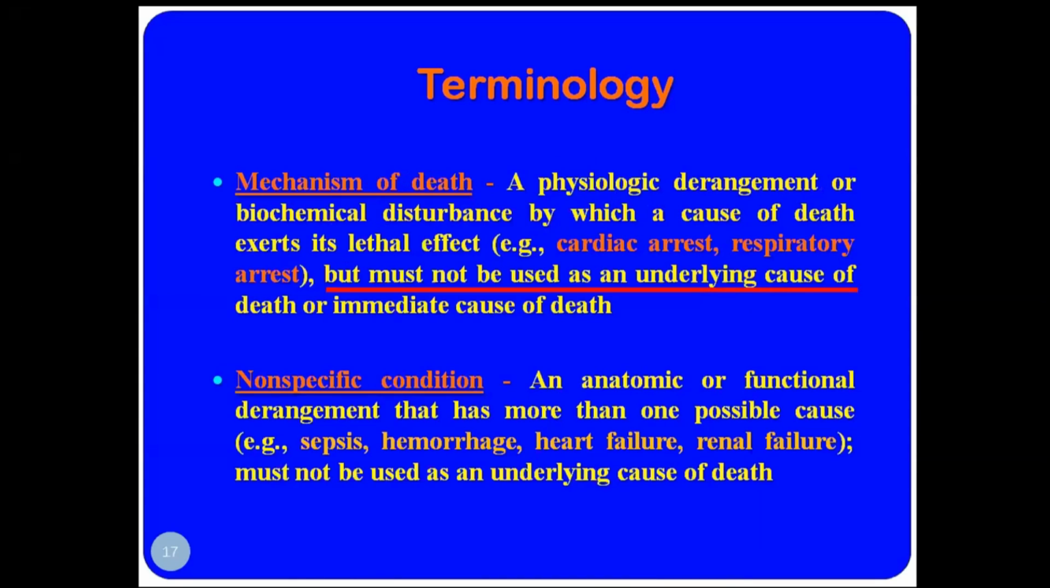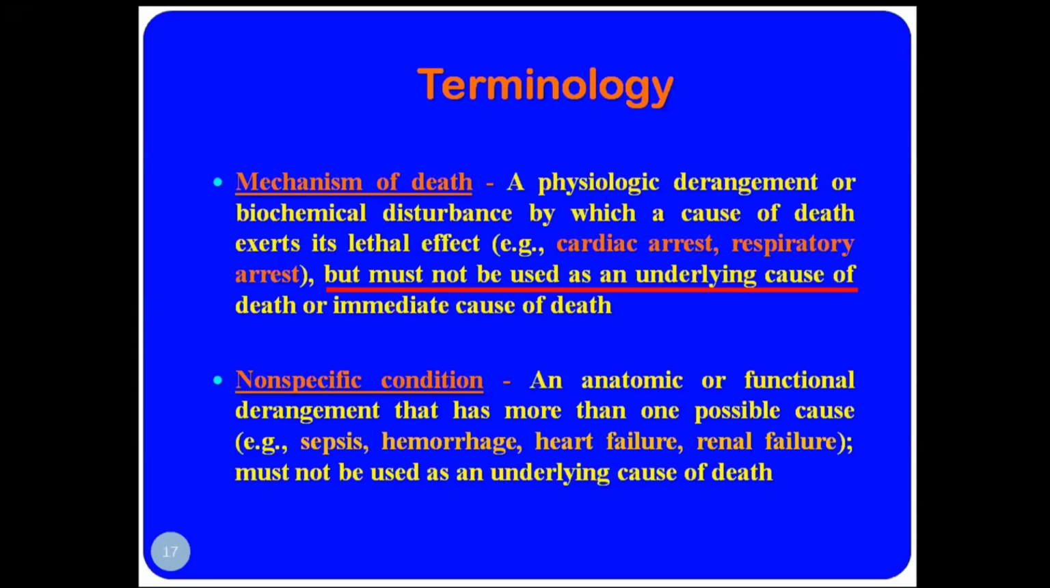Then there are some mechanisms of death. Like we are in the habit of writing cardiac arrest in the topmost line. Ultimately, there is a cardiac arrest, cardiorespiratory arrest. But these are the mechanisms of death. They are not the underlying or immediate cause of death. So what is mechanism of death? A physiological derangement or a biochemical disturbance by which a cause of death exerts its lethal effect, but it should never be used as an underlying cause of death or immediate cause of death. So we should not be in the habit of writing cardiac arrest or respiratory arrest.